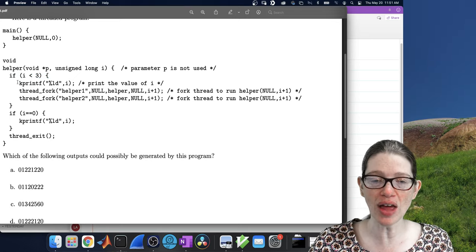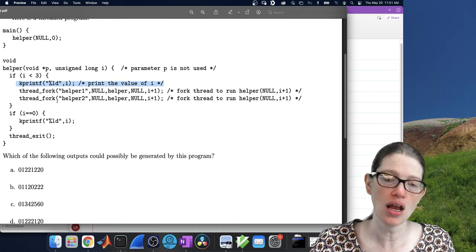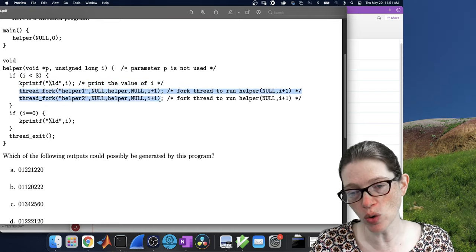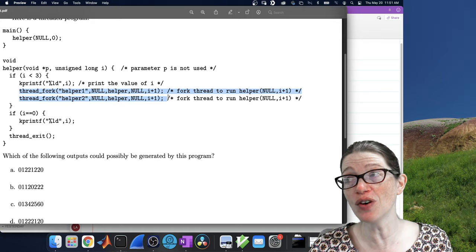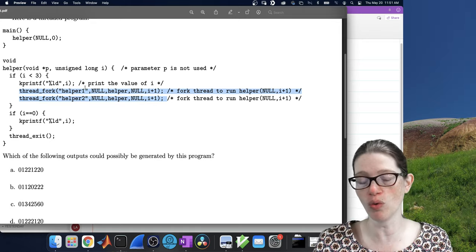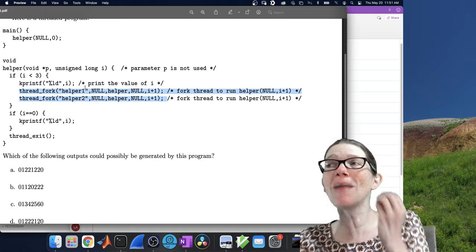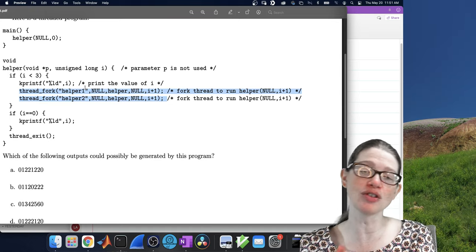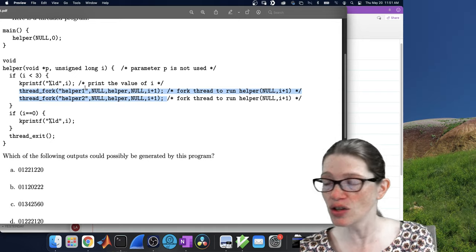Now, the second thing we look at is where do you print in comparison to where do you fork? Because this would be a very, very different question if we printed after the fork as opposed to before the fork. So there's no magical one strategy I can give you for doing these. There's just some things I can tell you to look at.